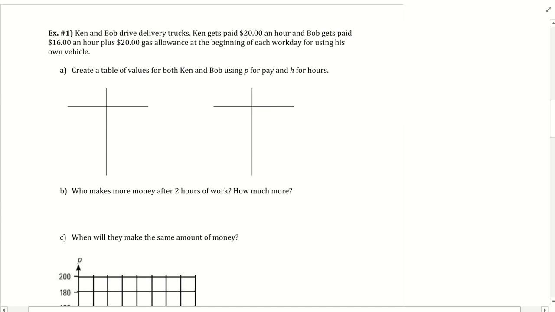So let's take a look at an example here. We've got our friend Ken, and we have our friend Bob, and they're both delivery truck drivers.